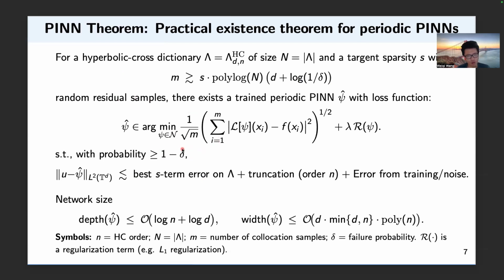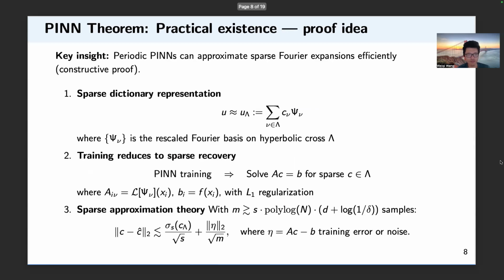Okay, so I want to say more about these three error terms. Why do we get exactly these three pieces of error? This actually comes from the proof of the theorem. So let me briefly explain the proof idea. In the first step, we write the target function, I mean the solution of the PDE, as a short Fourier sum taken from the hyperbolic cross set. And then we assume only a small set of frequencies really matters in this PDE solution.